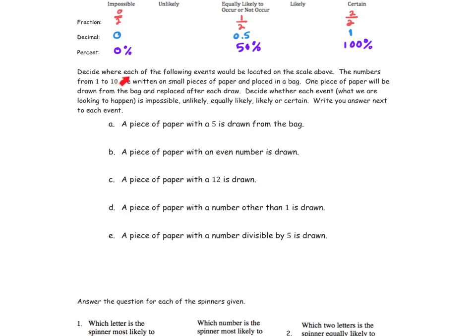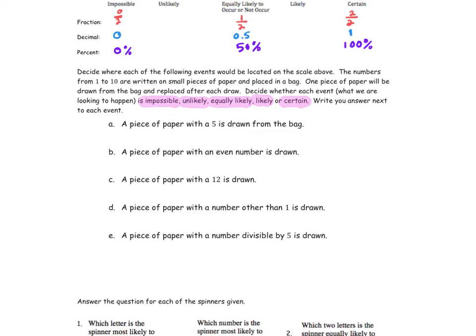Now we're going to decide where each of the following events would be located on the scale above. Our experiment is numbers from 1 to 10 are written on small pieces of paper and placed in a bag. One piece of paper will be drawn from the bag and replaced after each draw. We're going to decide whether each event, which is what we're looking to happen, is impossible, unlikely, equally likely, likely, or certain. Those are our 5 choices. We're going to write our answer next to each event.